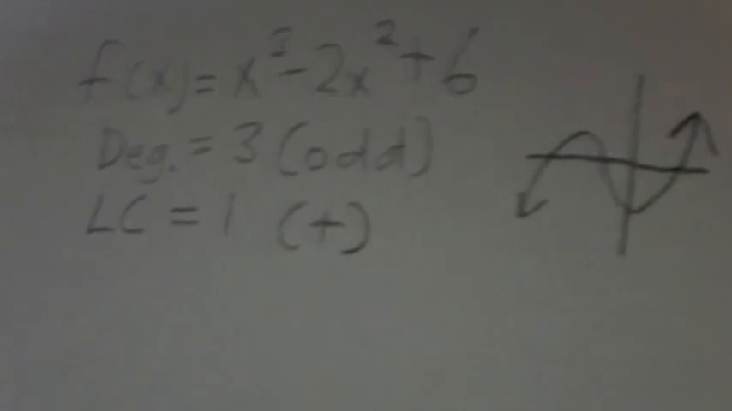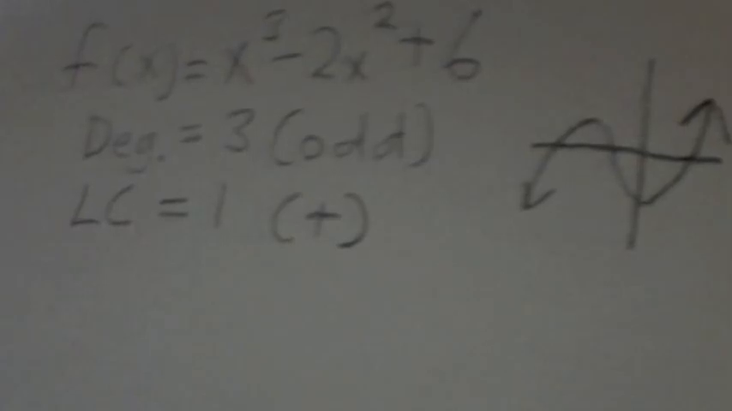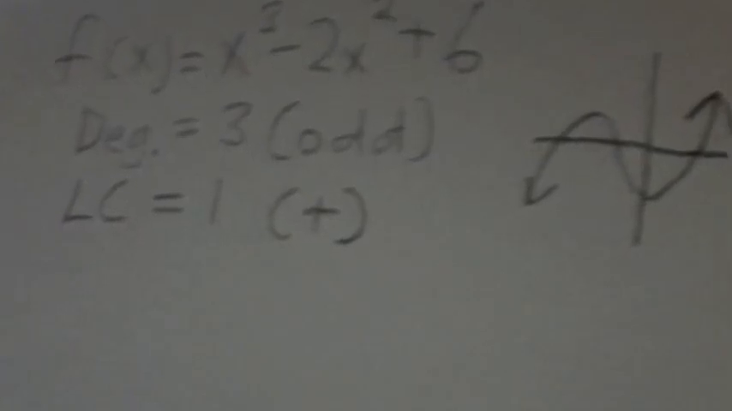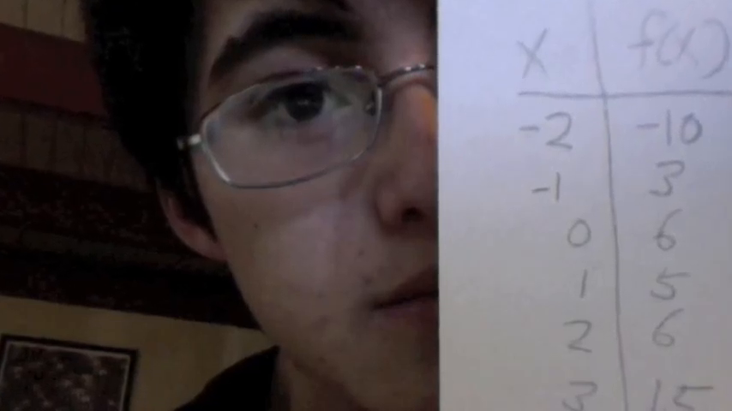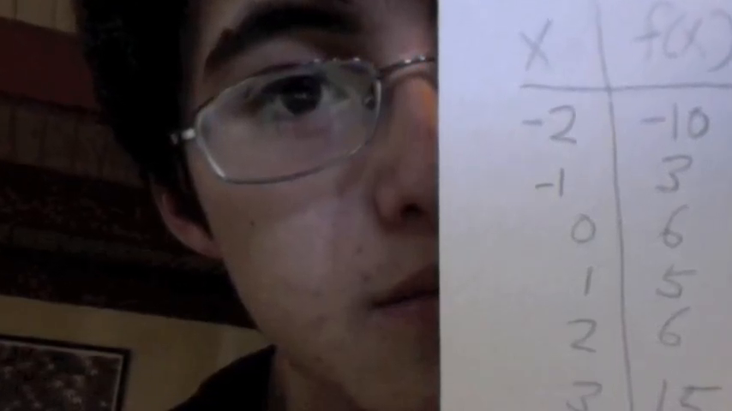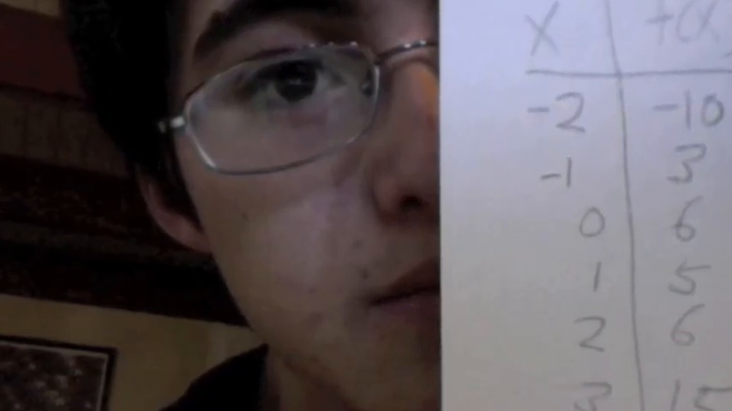Let's try an example, number 12 on page 343. The leading term is x to the third, which has a degree of 3, which is odd, and a positive coefficient of 1. The graph must therefore point down on the left and up on the right. The second step is to make a table of values. Simply plug in values for x to find y, which would provide you with the coordinates you'll use to graph.